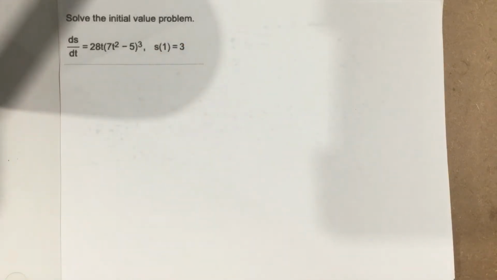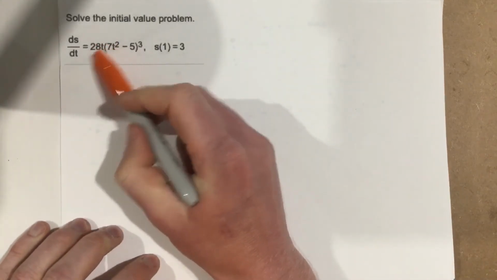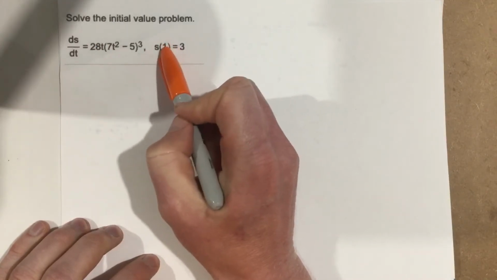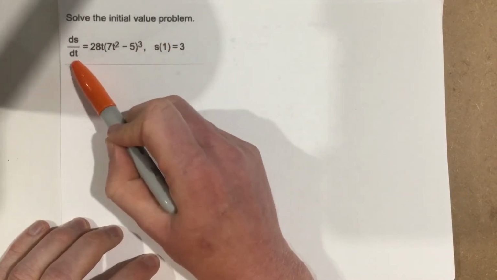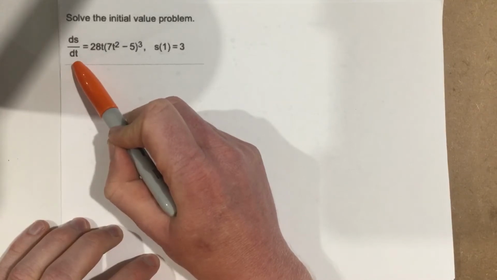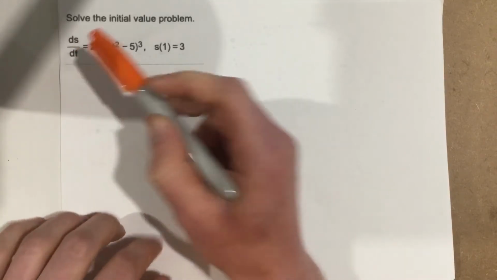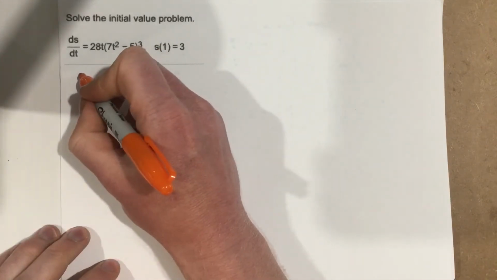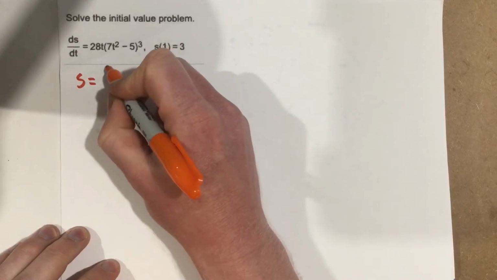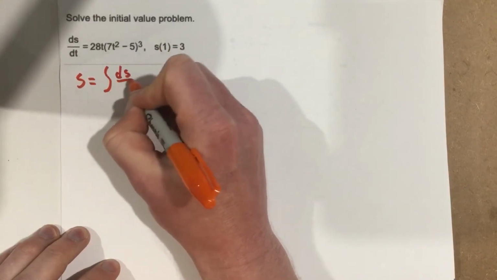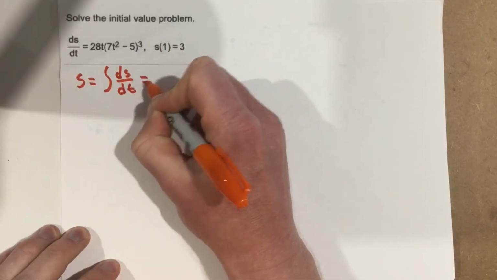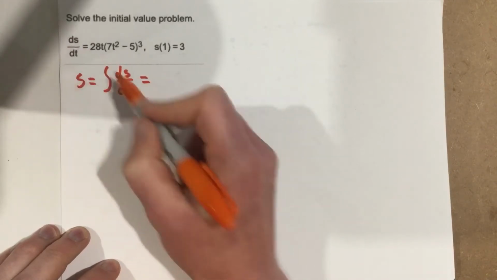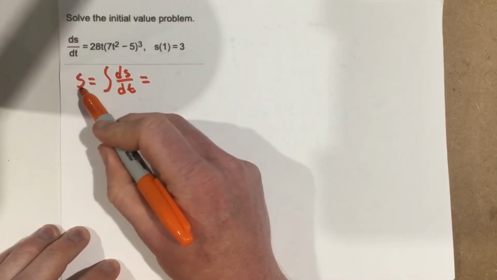And they want you to find the initial value, meaning what's the initial equation? What was the initial distance equation for this problem? So if they want the initial distance equation, and they give you the velocity essentially, we need to integrate this. So we can say that s is going to equal the integral of ds over dt, right? If I integrate the derivative, it cancels itself out, and I'm left with the original equation.